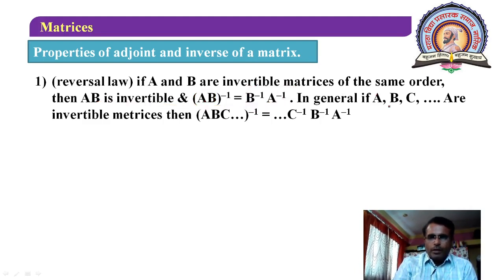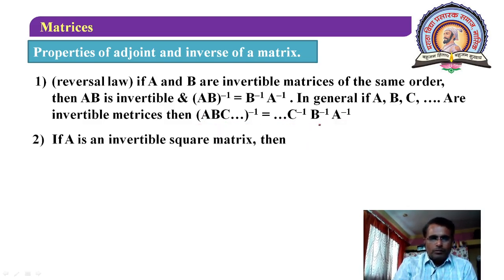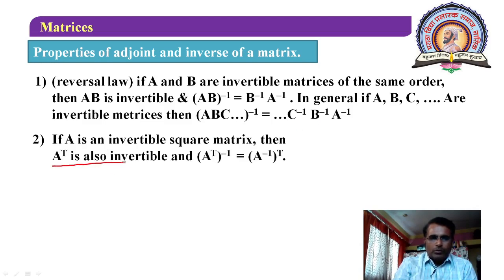In general, if A, B, C are multiple matrices, then in that case also you can consider ABC dot dot dot inverse is equal to dot dot dot C inverse B inverse A inverse. So the first matrix is coming at the last. That's why it is called reversal law. Okay. The second property is, if A is an invertible square matrix, then A transpose is also invertible, and A transpose always has the inverse equal to A inverse transpose.